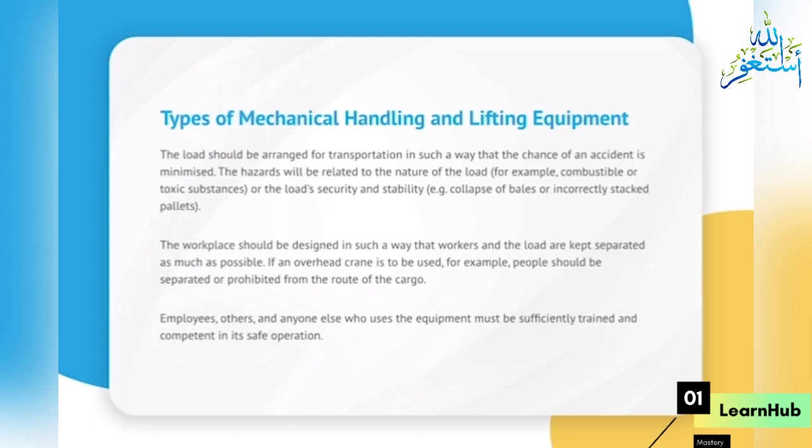The workplace should be designed in such a way that workers and the load are kept separated as much as possible. If an overhead crane is to be used, for example, people should be separated or prohibited from the route of the cargo. Employees, others, and anyone else who uses the equipment must be sufficiently trained and competent in its safe operation.